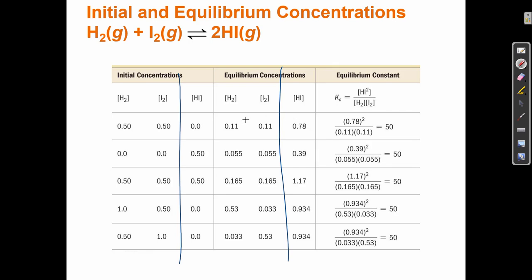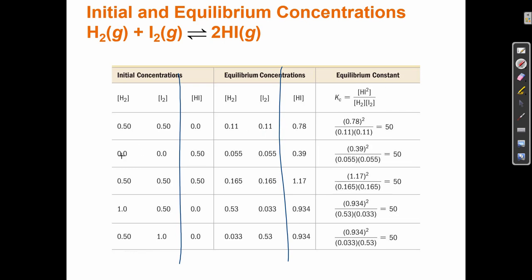So when I plug these equilibrium concentrations into the equilibrium expression, which is products over reactants, HI raised to the power of 2 divided by the concentration of H2 times the concentration of I2, here's how I would make my equilibrium expression. When I plug these numbers in, I get 50.